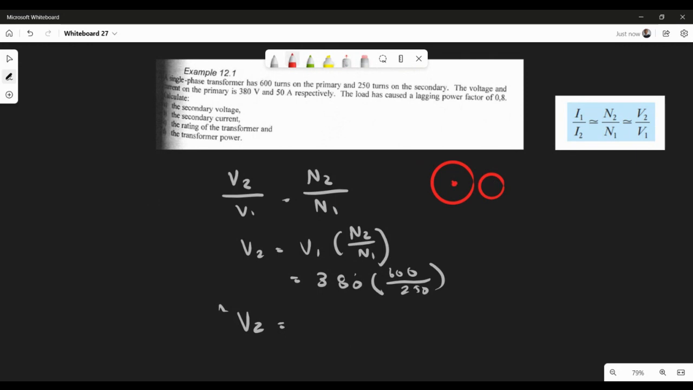Straightforward, guys, not so difficult. Oh, don't make a mistake. It's 250 divided by 600. Thank you very much. Yep, that is correct. That's 250 divided by 600. And if you get the answer of 158.33 volts, this is obviously a step down transformer.